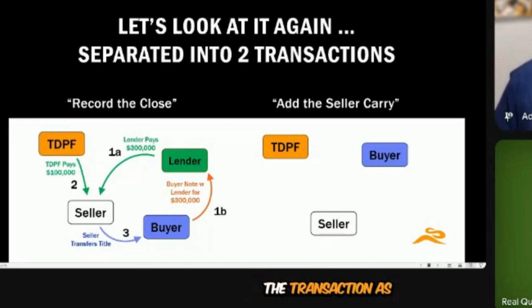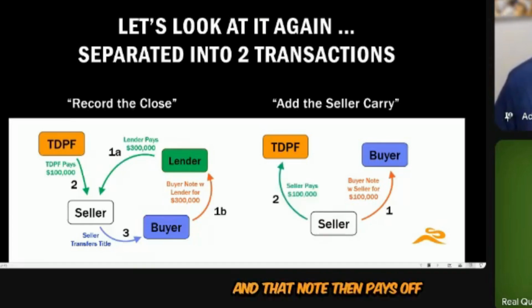Now we're going to finish the transaction as soon as that's complete. And the completion of the transaction is that the seller issues the seller carryback note in second position. The DSCR lender had first position, they're in second position. And that note then pays off the transactional funder.